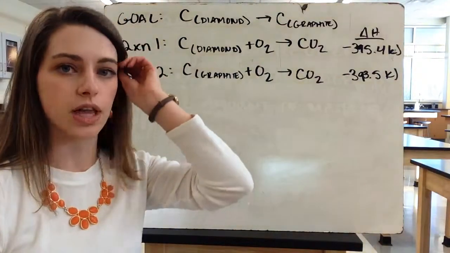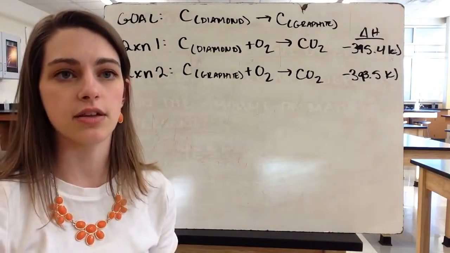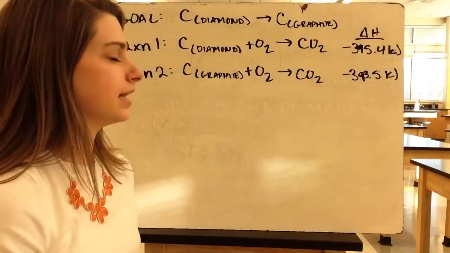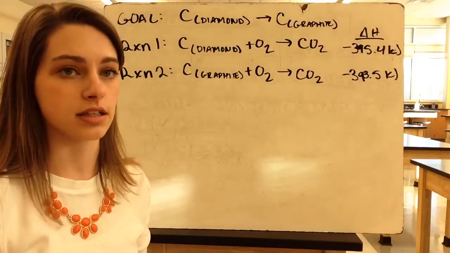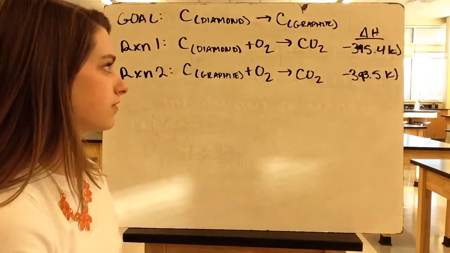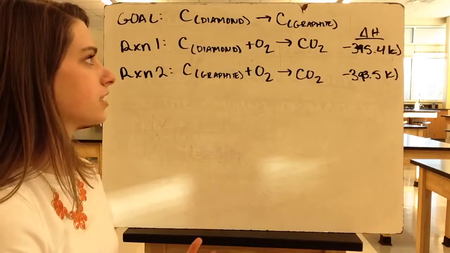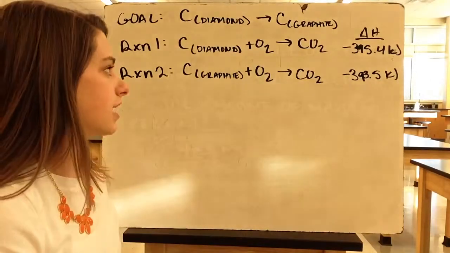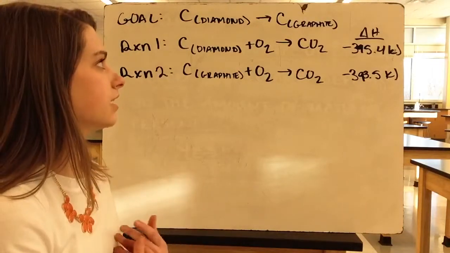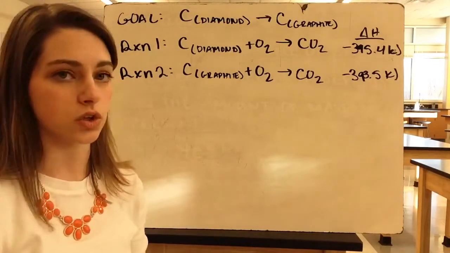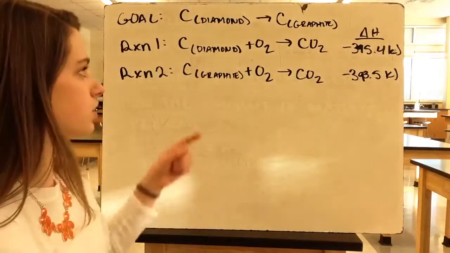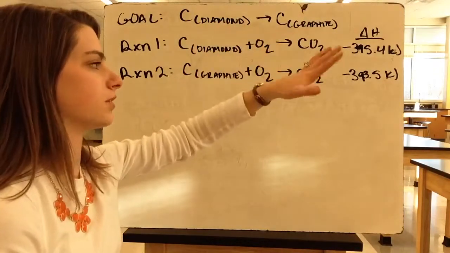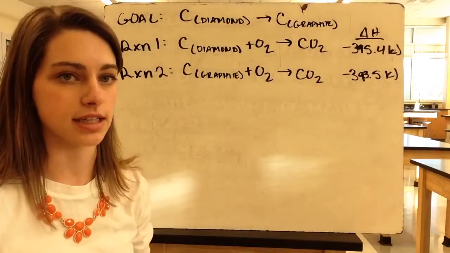Our first example involves the change of carbon in the form of diamond to carbon in the form of graphite. Now, carbon doesn't just automatically switch from diamond to graphite. It actually reacts with oxygen to produce carbon dioxide, and then from there goes into graphite. So we're going to look at the reactions that make that happen. So here's our goal reaction. Carbon in diamond form goes to carbon in graphite form. That's what we're trying to find the delta H for.